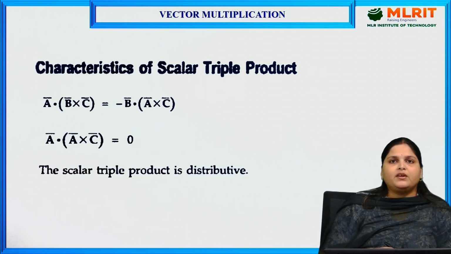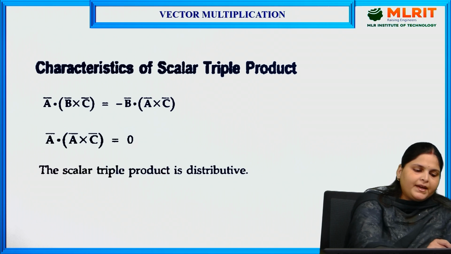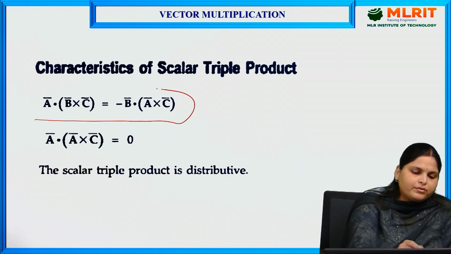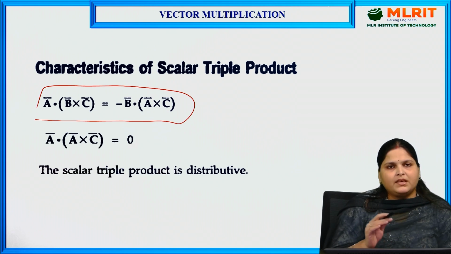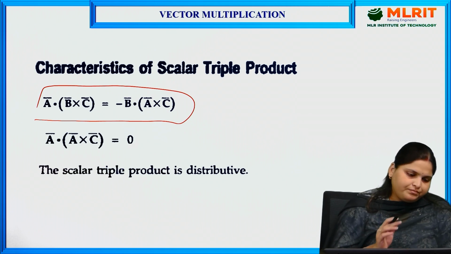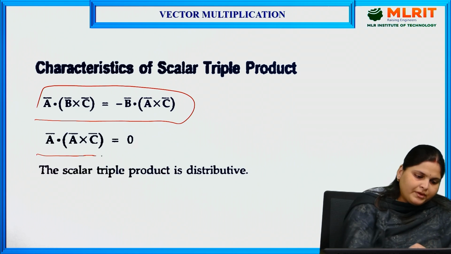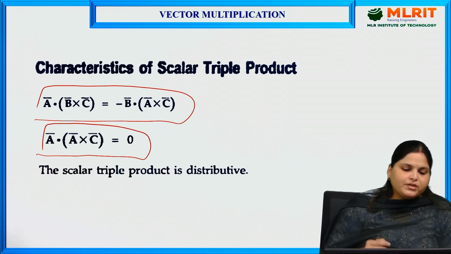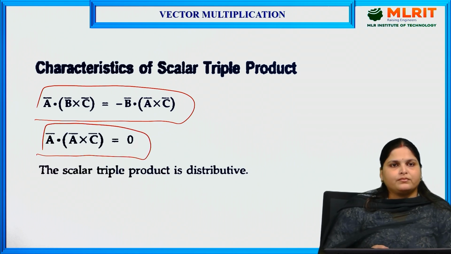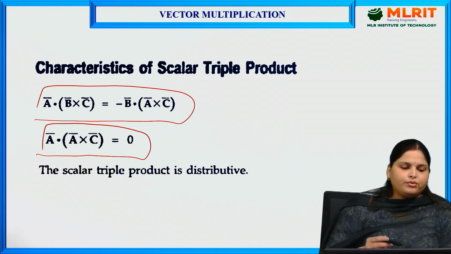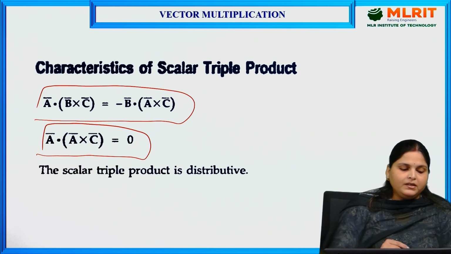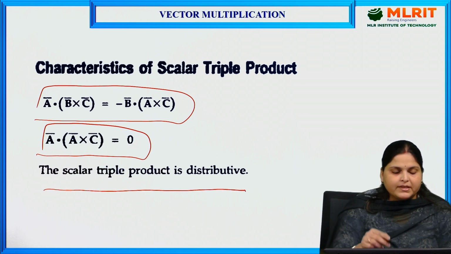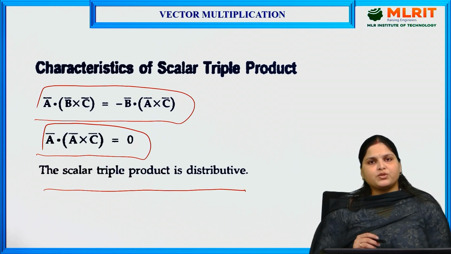Characteristics of scalar triple product: A dot B cross C is equal to minus B dot A cross C, which means it can be equal but with a negative sign, equal and opposite. Another property is A dot A cross C will be equal to 0, meaning you have two same vectors and one different vector, so it will be 0. And the other characteristic is that the scalar triple product is distributive.